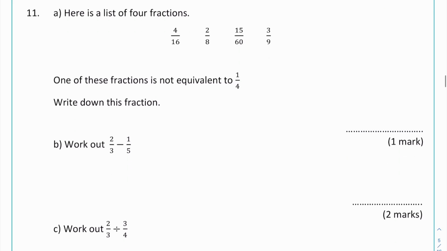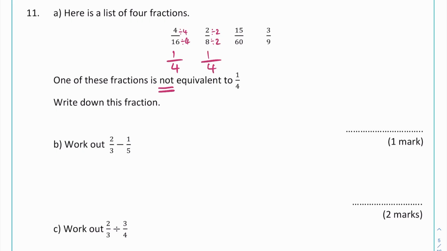So here's a list of 4 fractions. One of these fractions is not equivalent to 1/4. Write down this fraction. Well, 4 over 16, if you divide the top and bottom by 4, we get 1 over 4. 2 over 8, if we divide the top and bottom by 2, we get 1 over 4.